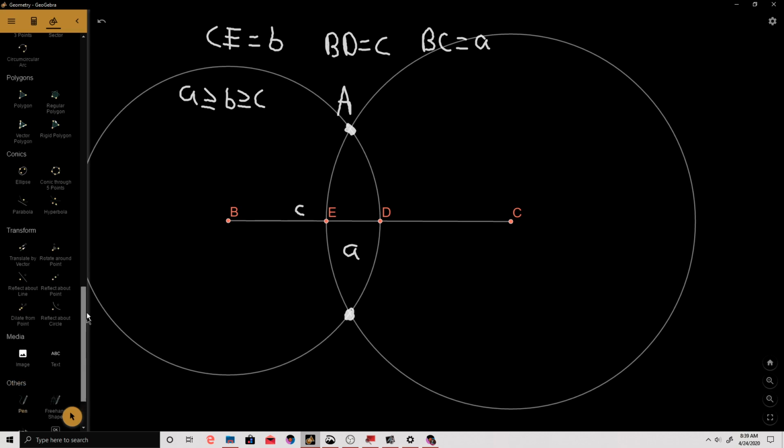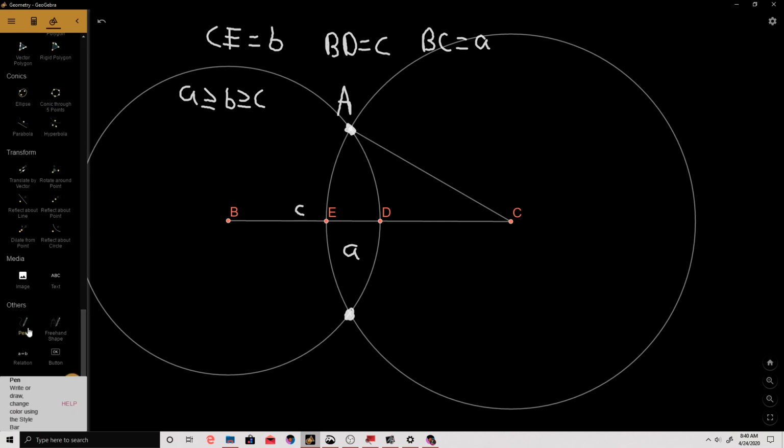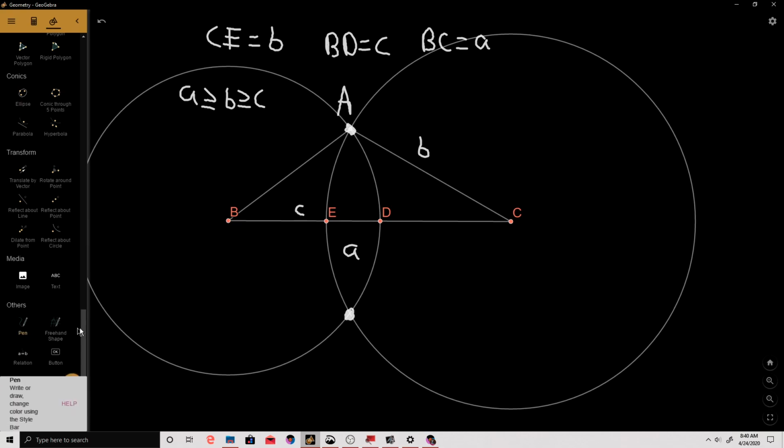And I can note that, since this intersection is on the circle at center C, then I know that since all radii have the same length, this distance must be that lowercase b that I was talking about. And the same logic gives us that the distance from B to that point A also has that distance that we know is c, because again, it's the radius of the circle at center B. So BA has the same distance as BD.